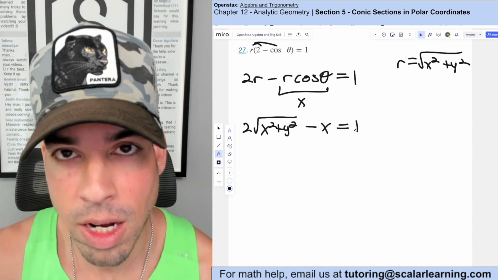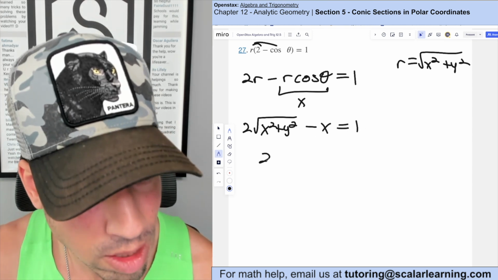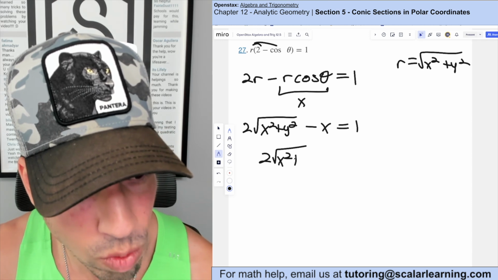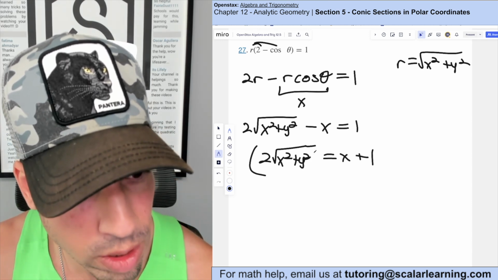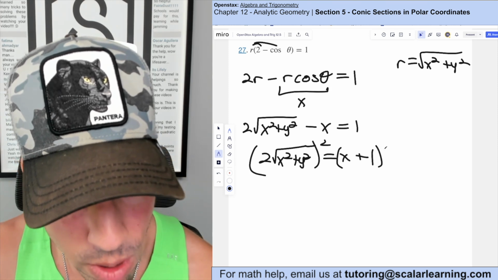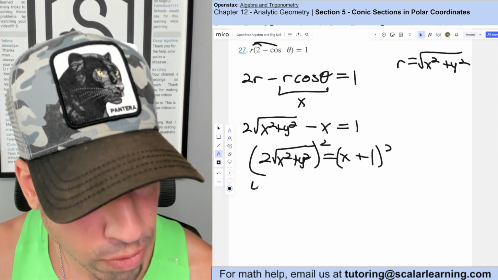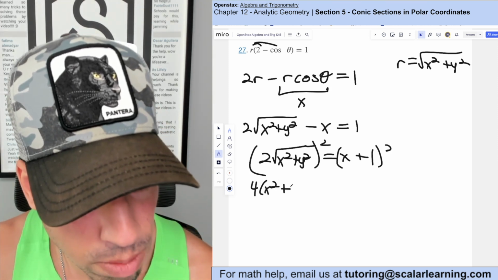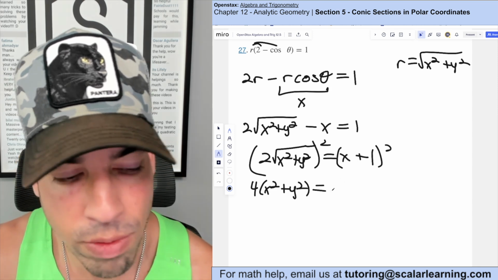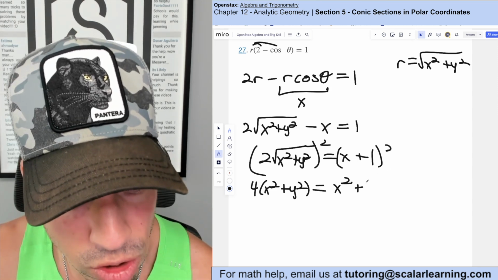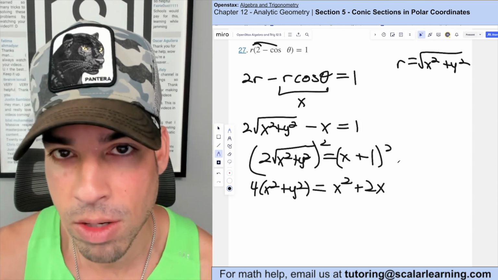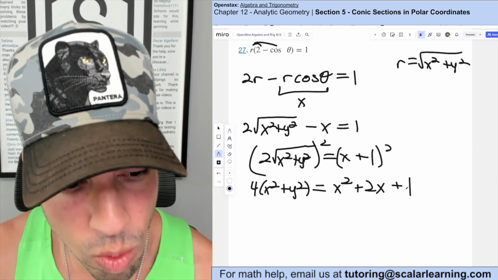Now, to get it in our nice format, we're going to add x to the other side. So we got 2 square root x squared plus y squared equals x plus 1. And then we're going to square both sides to get rid of that radical. Over here we got 2 squared, which is 4, and then x squared plus y squared. And over here, as we FOIL this out, we got x squared, x times 1 plus x times 1, which is 2x. Remember, we're FOILing that binomial, right? And then we've got plus 1 at the end.